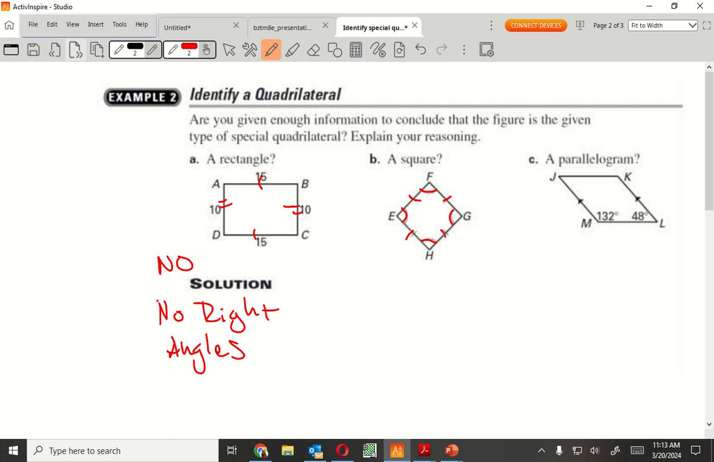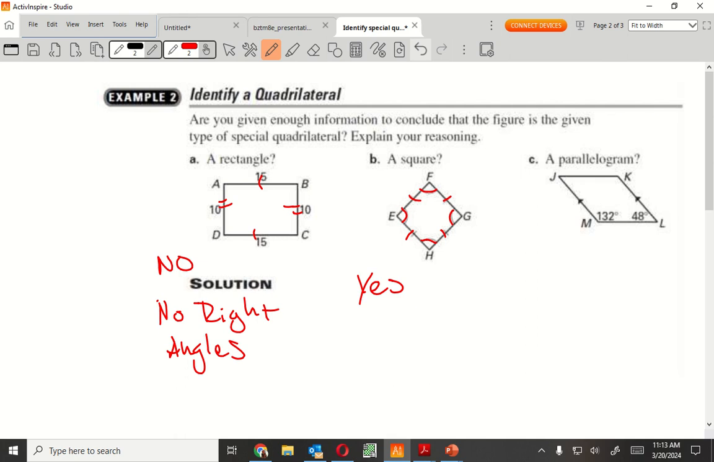Because this one over here, H, can't be 80, and this one be 100. That doesn't work out, because they are congruent. So therefore they are all 90 degrees. So we would say yes. Is this one a parallelogram?